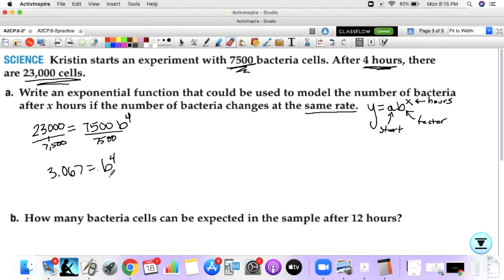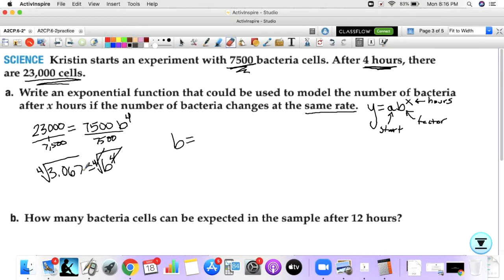So now we need to keep getting our b alone. And hopefully you have an idea of how to get rid of this fourth power, right? The inverse operation to an exponent is a radical, right? It's a root sign. So to get rid of a fourth power, we're going to fourth root. And over here, we're going to fourth root. That cancels. Now my b is totally alone and positive, and it's going to equal the fourth root of 3.067.